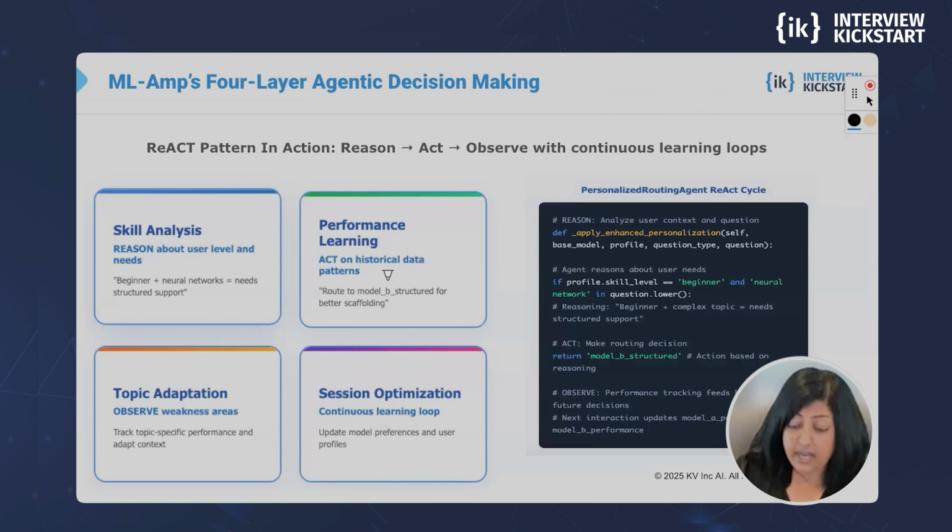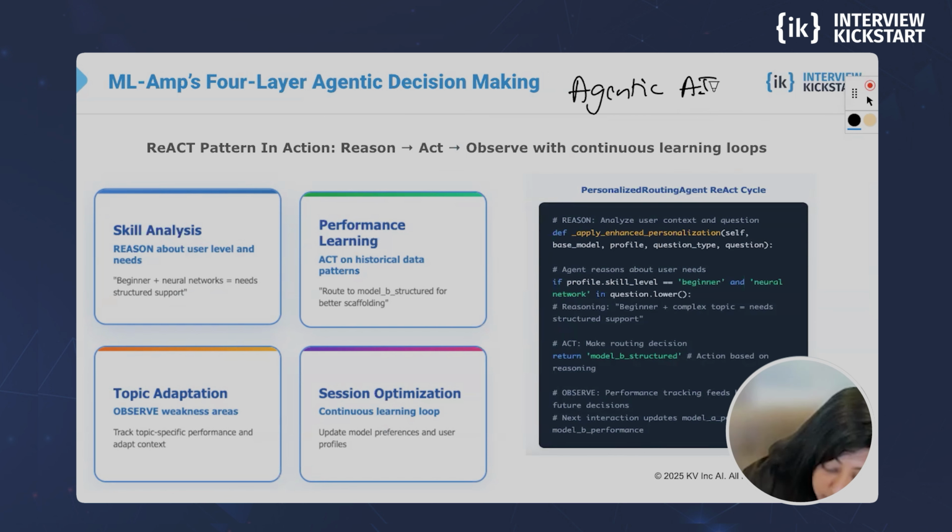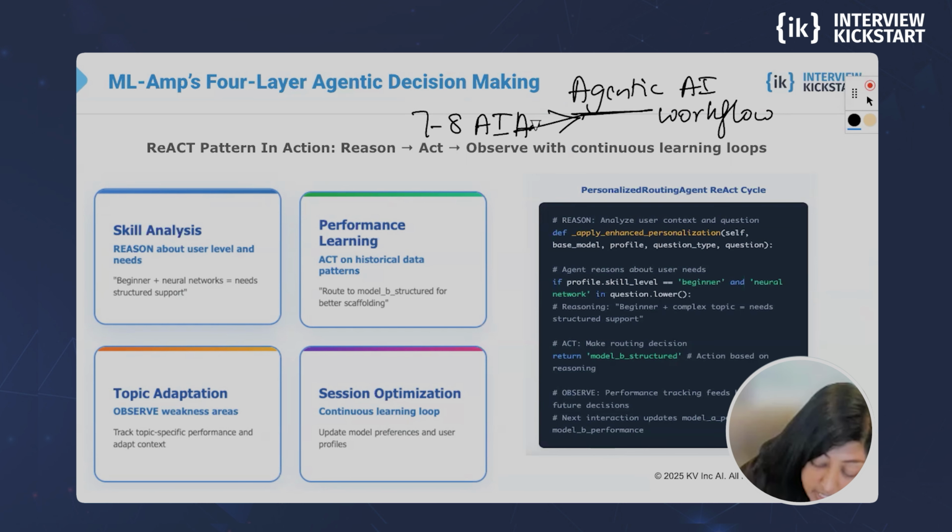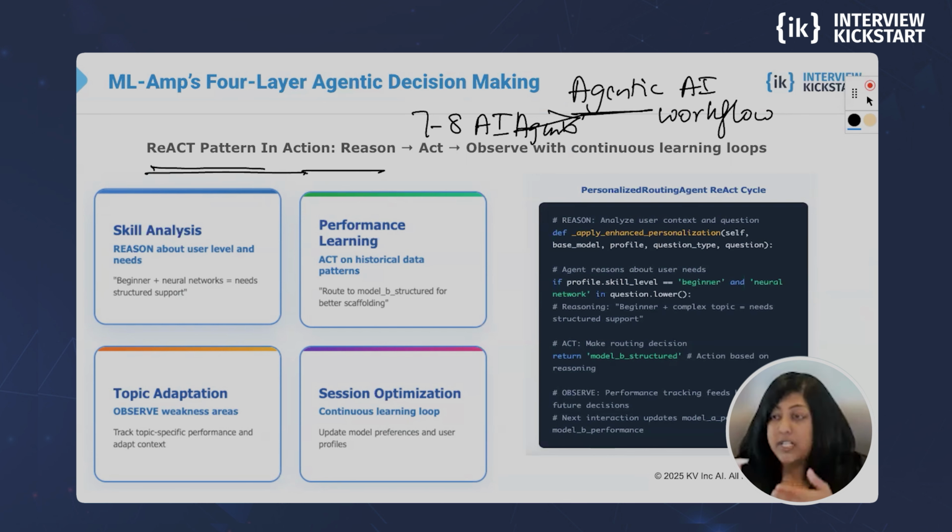All right, so now how does ML AMP leverage these AI agents? I have spoken about this being an agentic AI workflow, correct? And I've spoken about ML AMP leveraging about 7 to 8 such AI agents all working together, using the ReAct pattern in action for its continuous learning loops. This is one snippet. This is one of my agents.